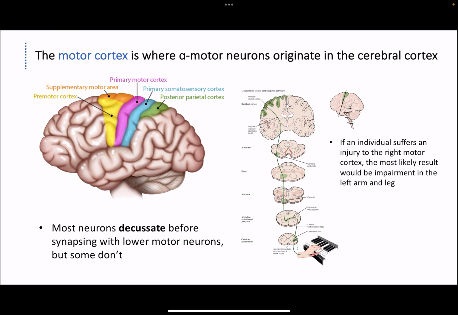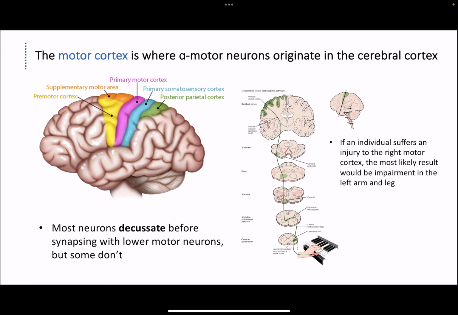So as these neurons that are in these regions begin to travel down the brainstem and spinal cord, at some point, they have to undergo what's called decussation. And all decussation is crossing over, right? You're on one side of the brain, one side of the brainstem, one side of the spinal cord.